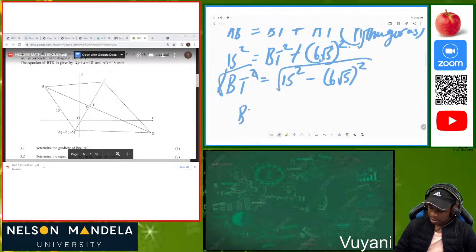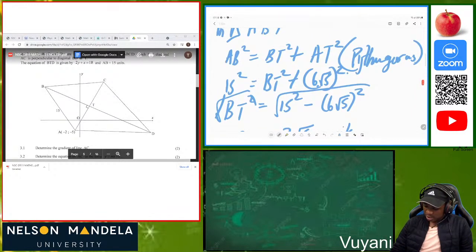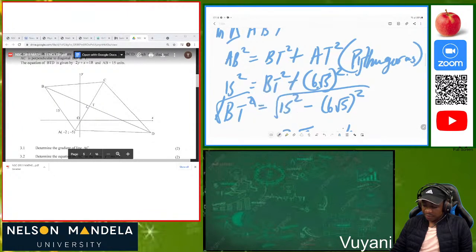Then we are left with BT squared, which is equivalent to 15 squared is 375. Then you take the square root, and you just use your calculator so that you don't get many challenges. When you use your calculator, you're going to get 3 root 5 units. So that's our length BT. Let me do this so that you can get refreshed.